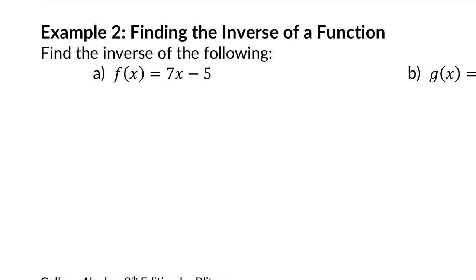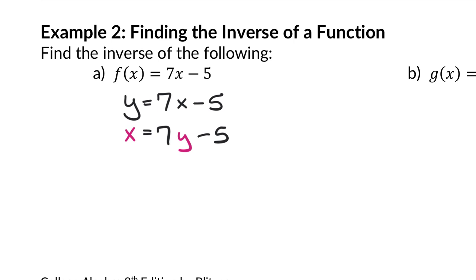Number A, finding the inverse. It already says f of x, so we can put a y there just to make x's and y's easier to switch. So this is y equal to 7x minus 5. We're going to switch the x's and y's. So literally just replace every x with y and every y with x. See how I just switched their spot?